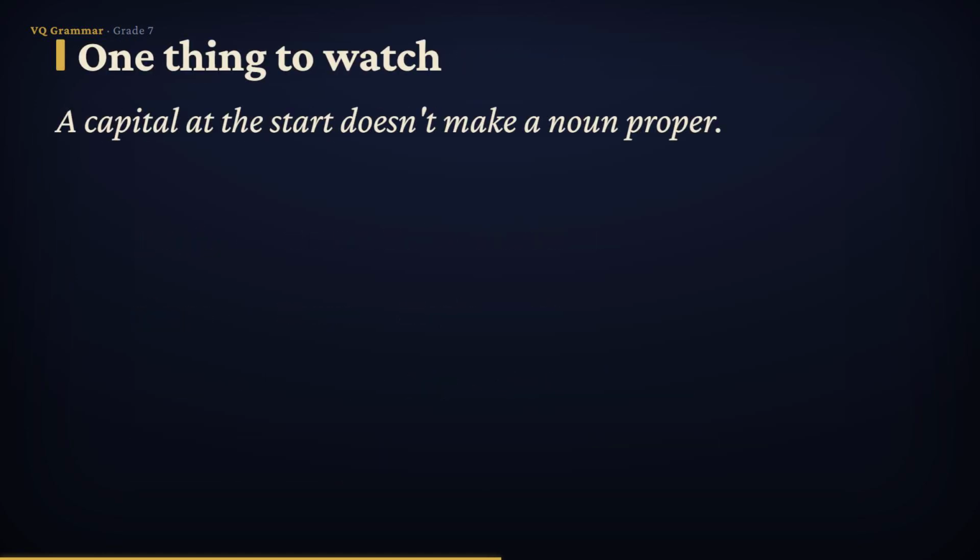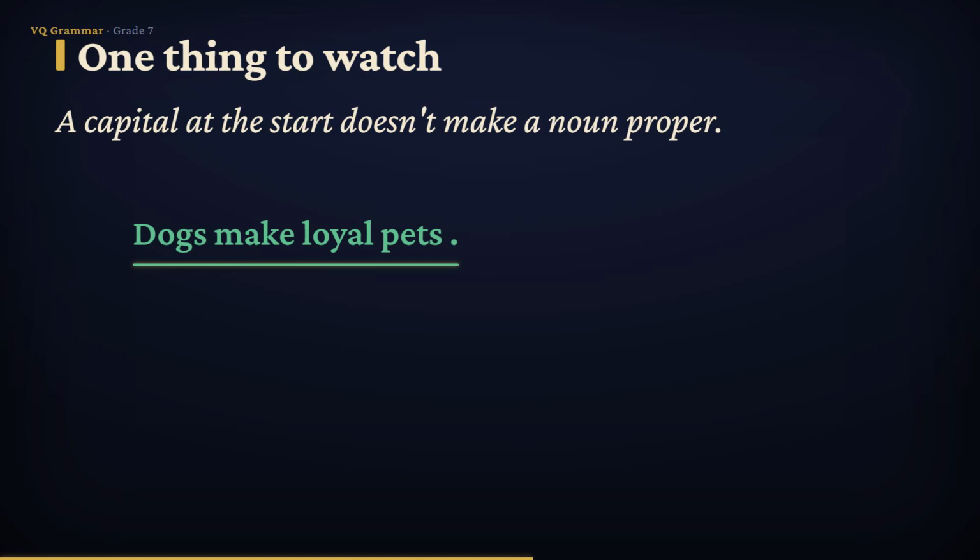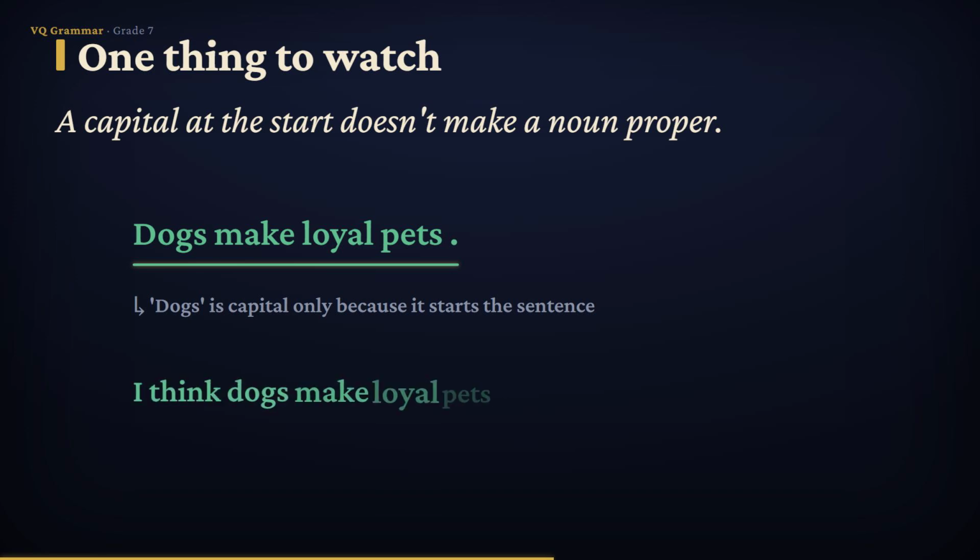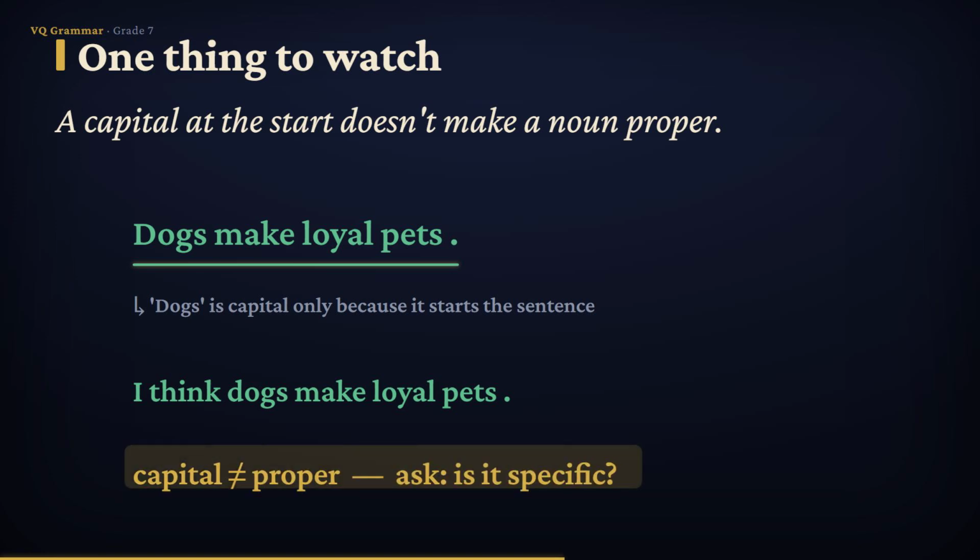Here's a common mix-up to avoid. A common noun stays lowercase in the middle of a sentence, but any word gets a capital letter when it starts a sentence. Look at this. Dogs make loyal pets. The word dogs is a common noun, yet it's capitalized here only because it opens the sentence, not because it became proper. Move it into the middle and it drops right back to lowercase. I think dogs make loyal pets. So a capital at the very start doesn't make a noun proper. Ask instead, does this word name one specific thing?